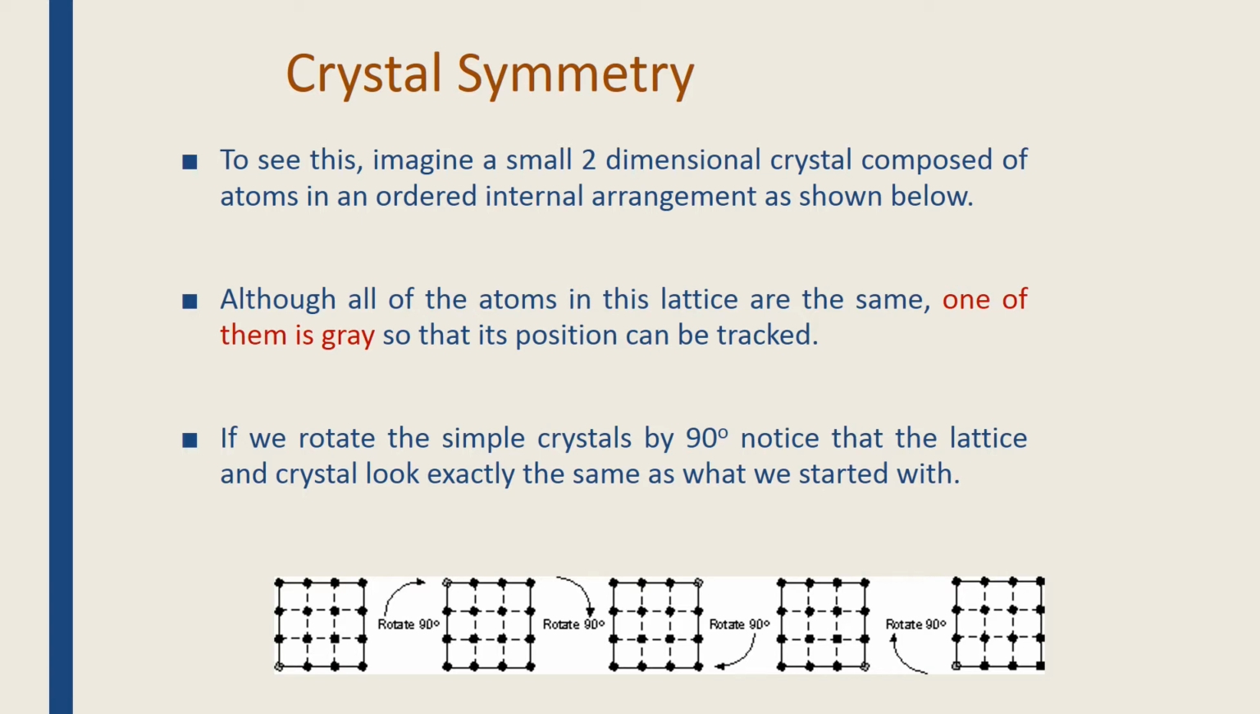And you can see this gray point repeating itself 4 times. Although all of the atoms in this lattice are the same, one of them is gray so that the position can be tracked. We are tracking this point now, and if we rotate the crystal by 90 degrees, we will notice that it looks exactly the same as when we started from the original point.